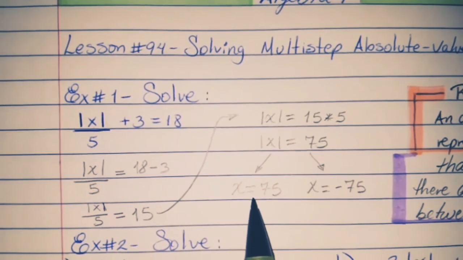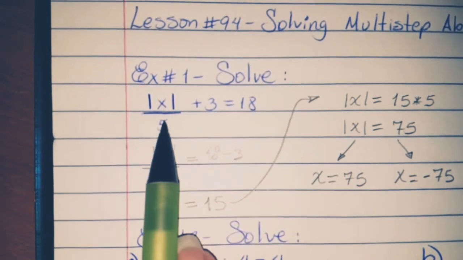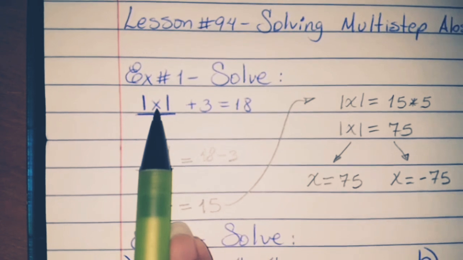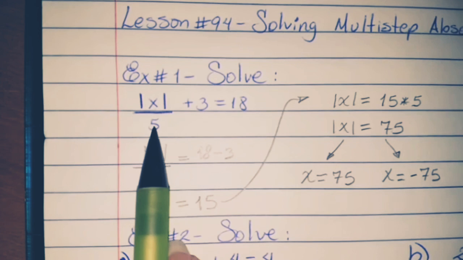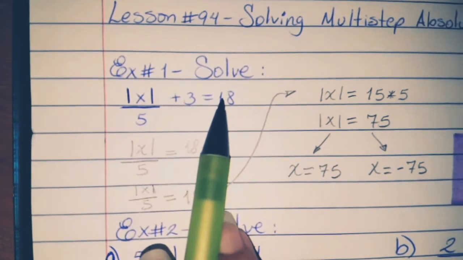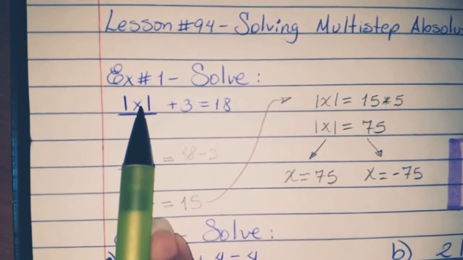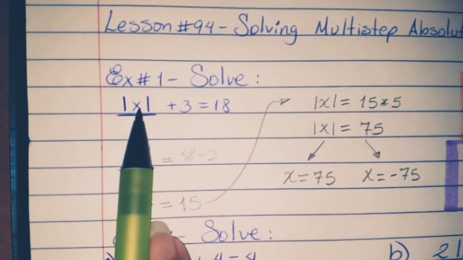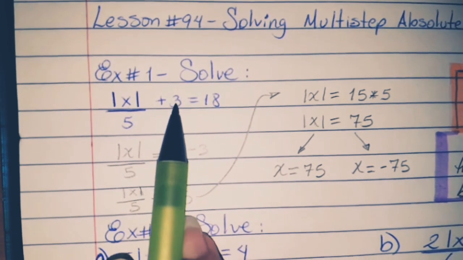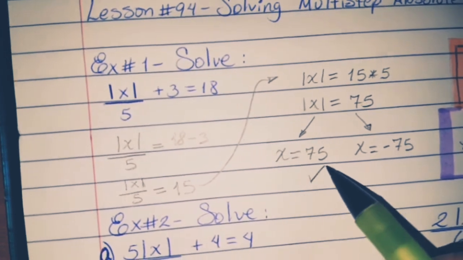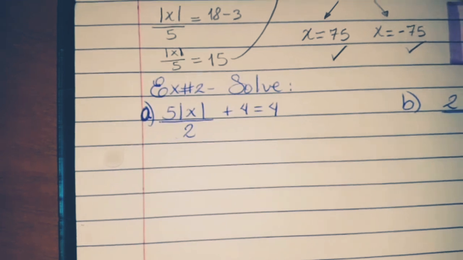Let's do a mental check with both of them. With positive 75 first. Absolute value of 75, 75 divided by 5, 15. 15 plus 3, 18. Let's do it with negative 75 now. Absolute value of negative 75, 75. 75 divided by 5, 15 plus 3, 18. So both answers are correct. Let's go to example number 2.